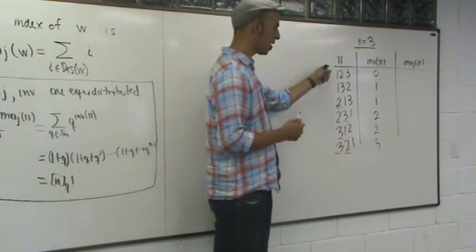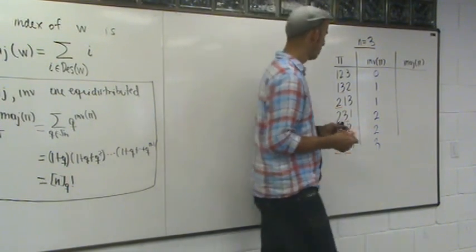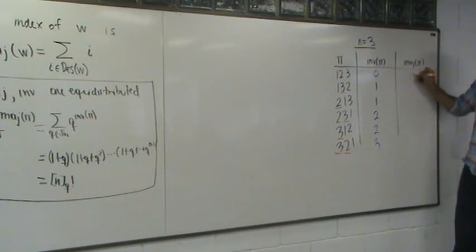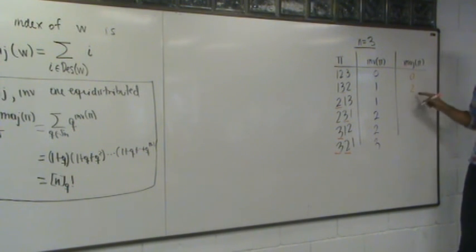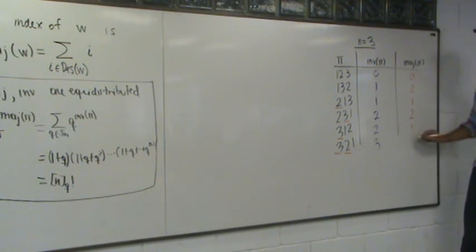But what I'm supposed to do is not count the descents, but add the descents. Okay? So here, there's no descents, so they add up to 0. Here the descent is in position 2. Here it's in position 1. Here it's in position 2. Here it's in position 1. And here it's in positions 1 and 2. And so I'm supposed to add those two numbers and get 3.